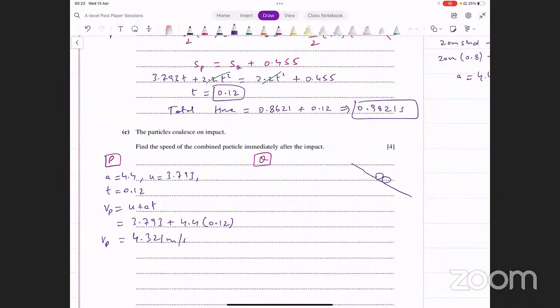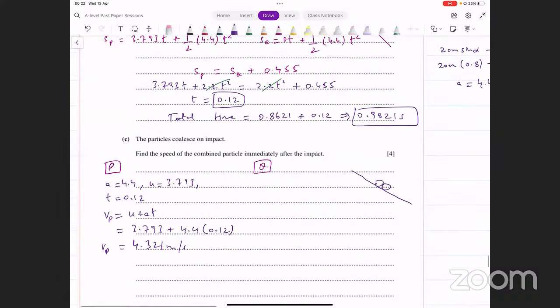Similarly, you can do the same thing for Q. What was the velocity of Q at the time of collision? You know the acceleration was 4.4 for this as well. Initial velocity for this was 0. And the time taken is also 0.12. So VQ is going to be 0 plus 4.4 into 0.12, which is 0.528. Okay, these are velocities at the time of collision.